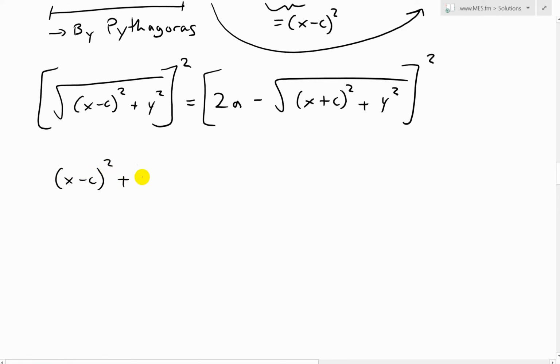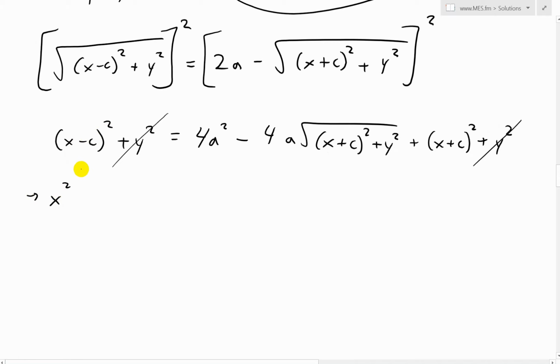It's going to be equal to x squared, x times x squared, minus x times negative c, then negative c times x. So it's just going to be two times of the same thing. So we're going to have c squared, negative 2cx, then negative c times itself, plus c squared. Now this equals 4a squared minus 4a, like this, and then we have this part as well. Yeah, this big square root of (x plus c) squared plus y squared, like that.